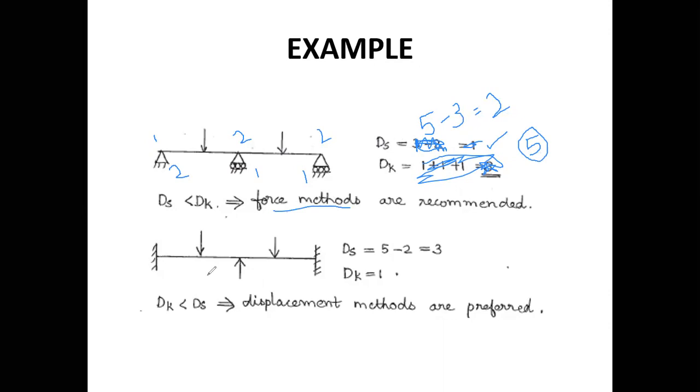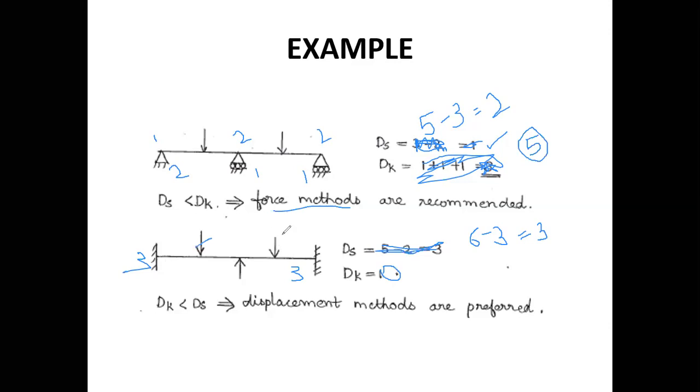Similarly, in this case, this is a fixed beam. Both ends are fixed. The degree of static indeterminacy will be 3 here and 3 here. So it is 6 minus 3, that is equal to 3. In this case, the degree of kinematic indeterminacy is 0.